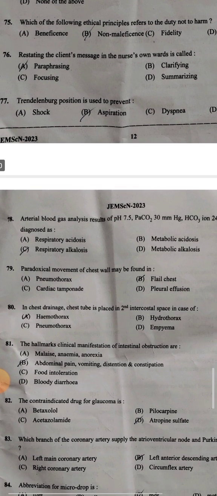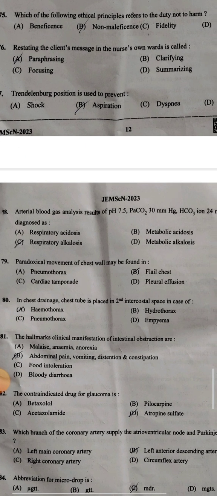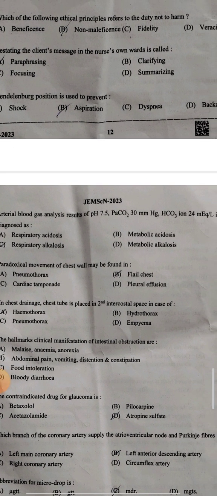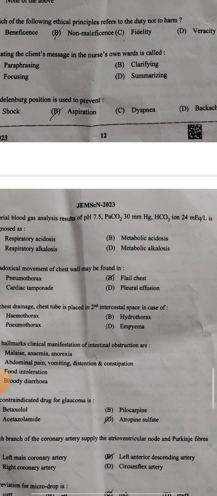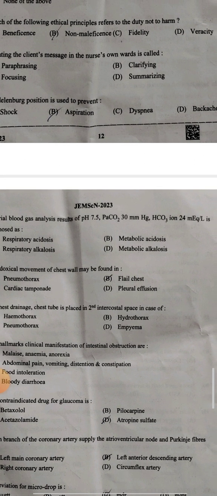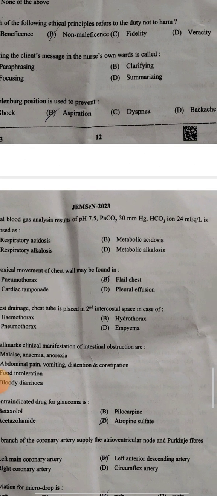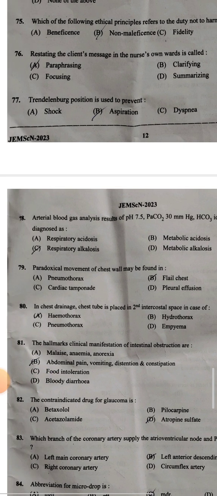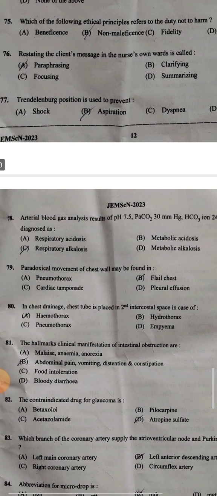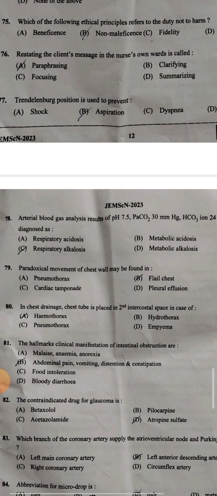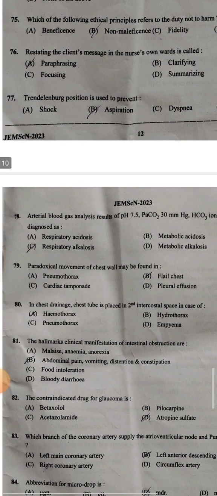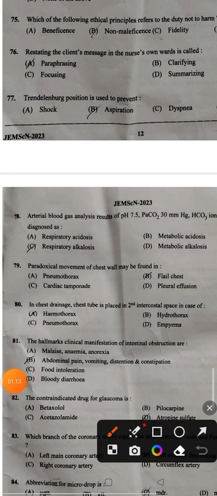Question number 78. Arterial blood gas analysis result of pH 7.5, PaCO2 30 mm of mercury, bicarbonate ion 24 mEq per liter, is diagnosed as: option A respiratory acidosis, option B metabolic acidosis, option C respiratory alkalosis, and option D metabolic alkalosis. The correct answer is option C, respiratory alkalosis.